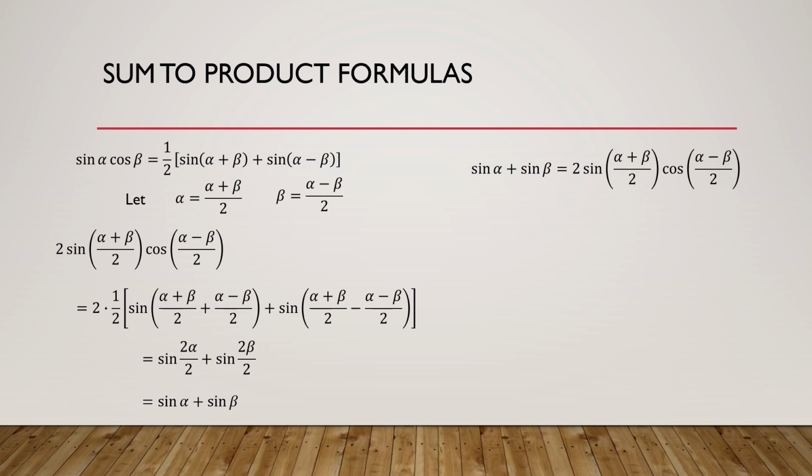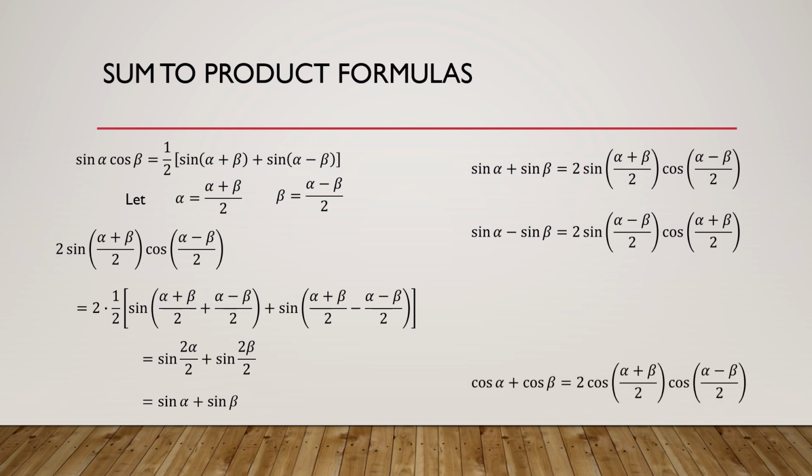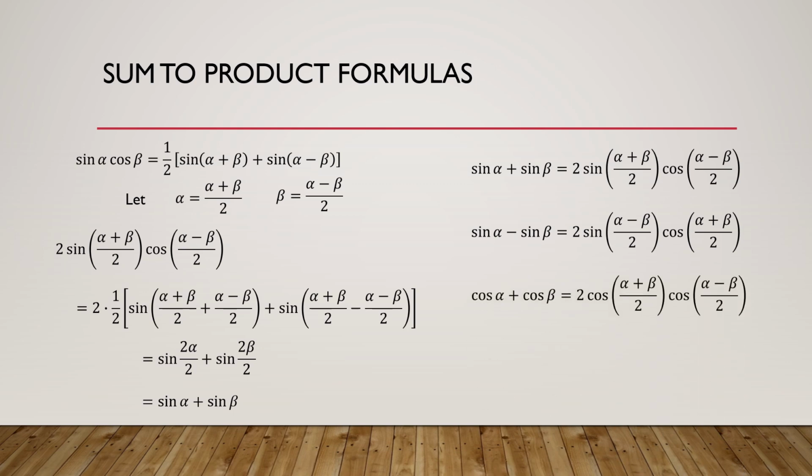The same proof is used to arrive at sine alpha minus sine beta equals 2 times sine alpha minus beta over 2 times cosine alpha plus beta over 2. Cosine alpha plus cosine beta equals 2 times cosine alpha plus beta over 2 times cosine alpha minus beta over 2. And cosine alpha minus cosine beta equals 2 times sine alpha plus beta over 2 times sine alpha minus beta over 2.